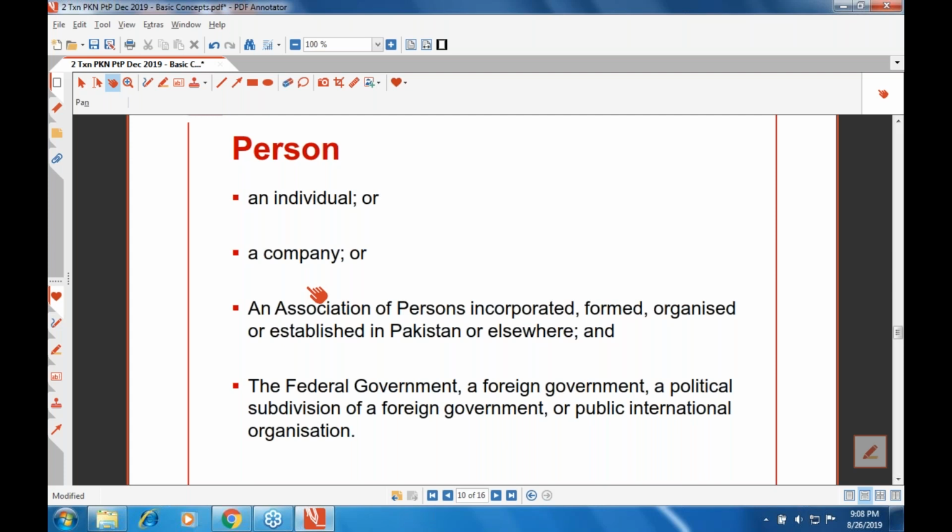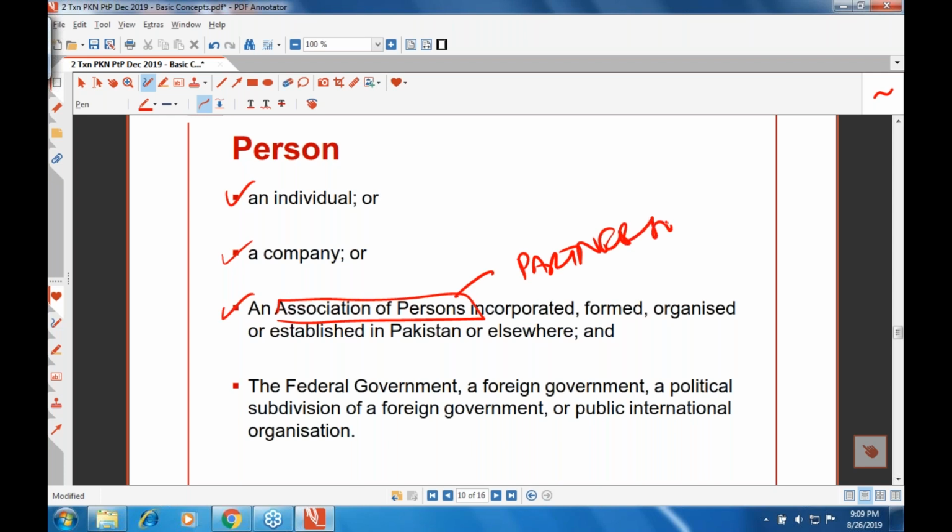As per the definition of the law, a person could be an individual, a company, or an association of persons. Generally, the association of persons is about the concept of partnership. So a partnership is considered to be an association of persons, incorporated, formed, organized, or established in Pakistan or elsewhere. It's not necessary that it's incorporated in Pakistan. If a partnership is registered outside Pakistan, it can also be considered a person for Pakistan.